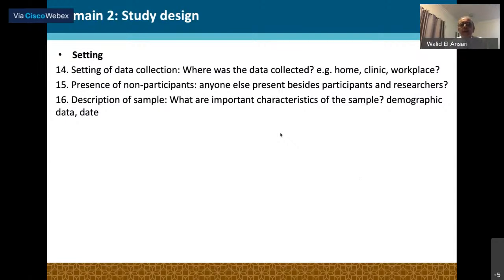Another thing that we need to look at is the setting. Where was the data collected? And was anyone else besides the participants and the researcher present in the interviews or the focus groups? Then the description of the sample. What are the important characteristics of the sample? A bit about demography would help the reader understand who these participants are, and of course the date and duration of when this research happened.